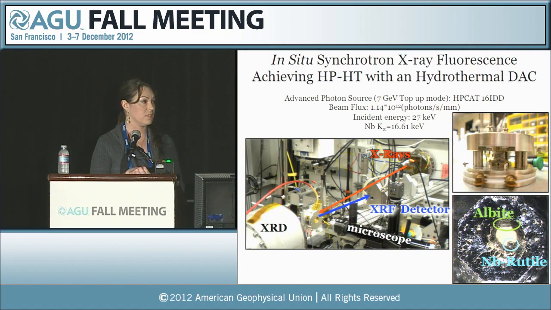So once we have our cell loaded with our sample and our crystal, we place it on an X-ray beamline shown here. Here's our X-ray detector. We also have a microscope where we can look at our sample chamber during heating and at various points during experiments. So after we heat up our cell, we can rotate the cell in the direction of the X-rays and then use the X-rays to excite the niobium in our sample chamber, which is detected in a backscattering direction with our X-ray fluorescence detector.